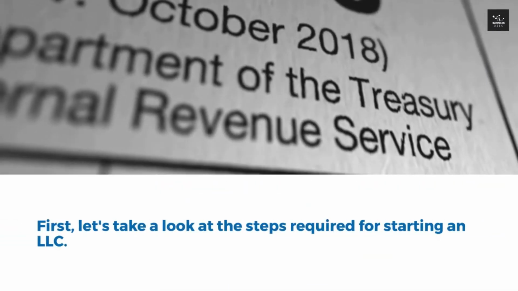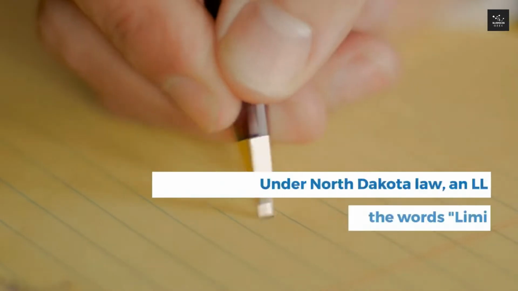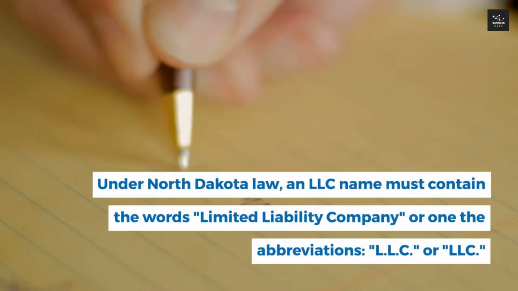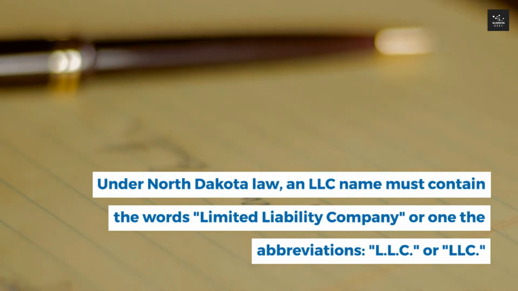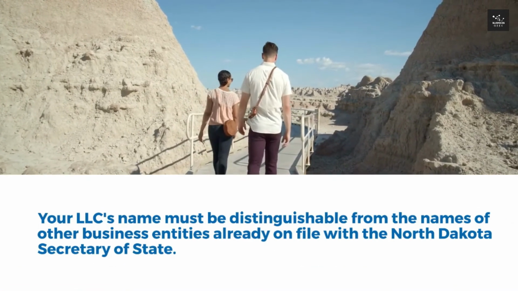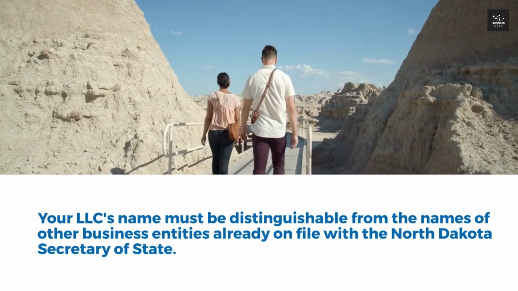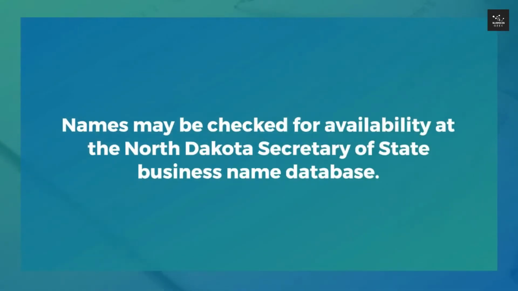First, let's take a look at the steps required for starting an LLC. Step 1. Choose a name for your LLC. Under North Dakota law, an LLC name must contain the words, Limited Liability Company, or the abbreviations, L.L.C., or LLC. Your LLC's name must be distinguishable from the names of other business entities already on file with the North Dakota Secretary of State. Names may be checked for availability at the North Dakota Secretary of State Business Name Database.